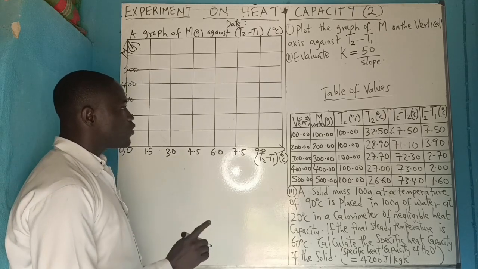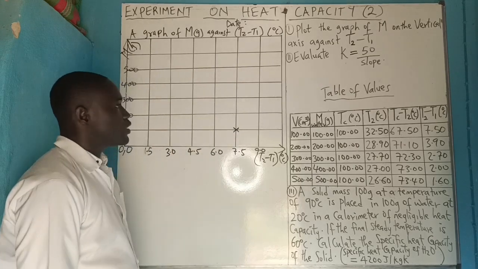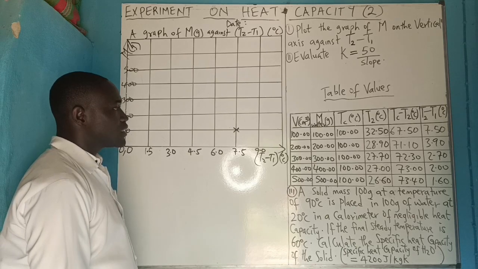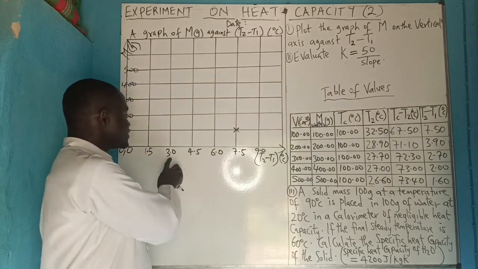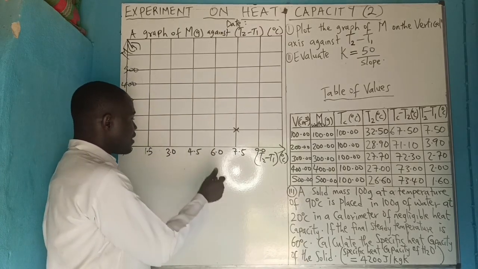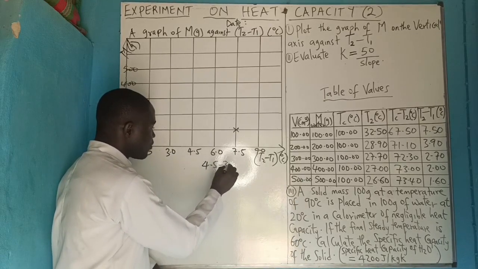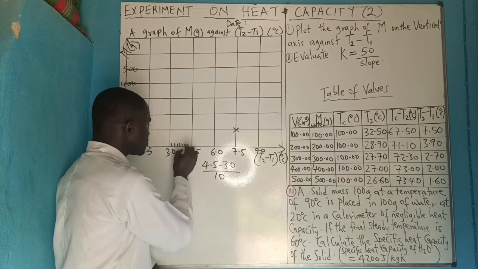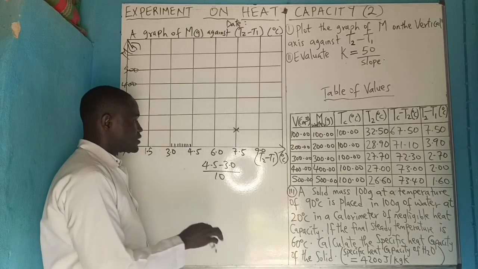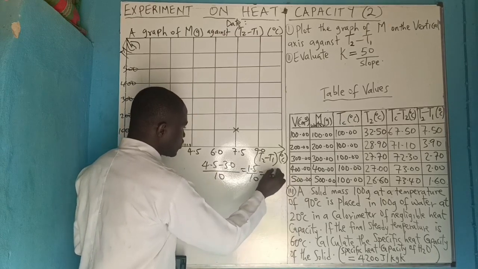Then we are plotting 100 against 7.5. We will also plot 200 against 3.9. This is 3.0, this is 4.5. 4.5 minus 3.0 all over 10, if here is 10 boxes. 1, 2, 3, 4, 5, 6, 7, 8, 9. If here is 10 boxes all over 10, that will give you 1.5 over 10, equal to 0.15.